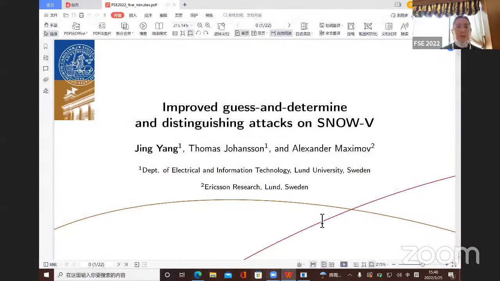And now we are going to start the last talk of this stream cipher session, which is Improved Guess and Determine and Distinguishing Attacks on SnowB. Yin Yang, Thomas Johansson, and Alexander Maximov are the authors of this work, and Yin Yang will give the talk. Please start. Thank you.